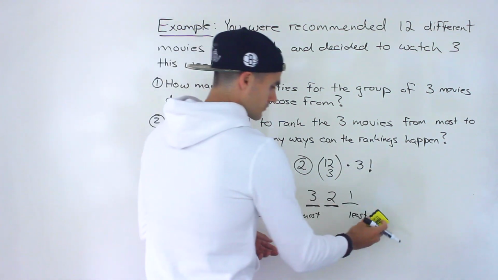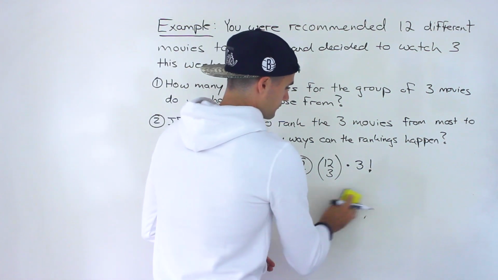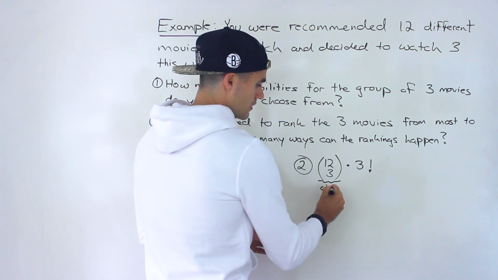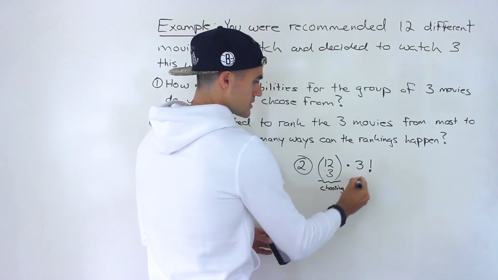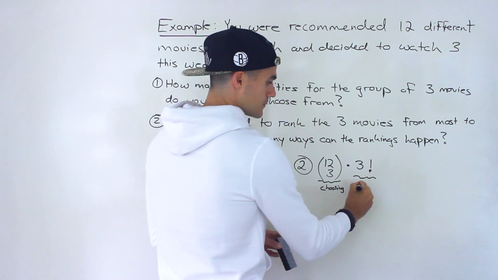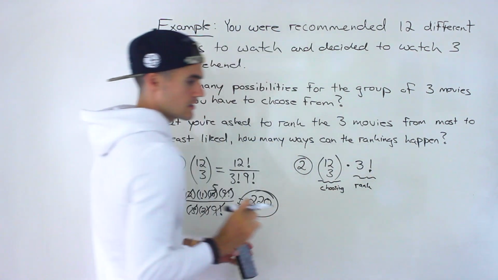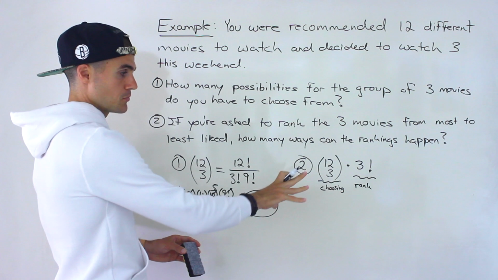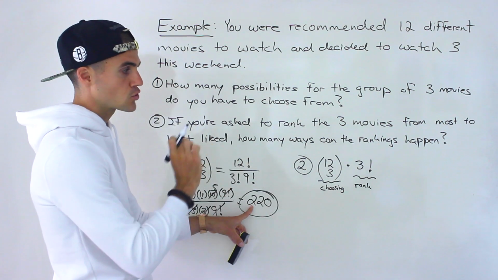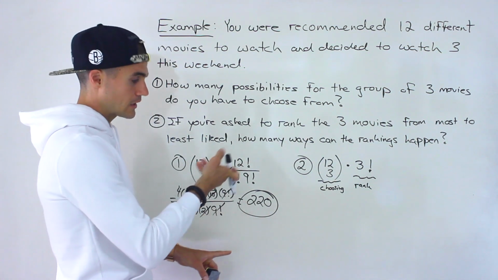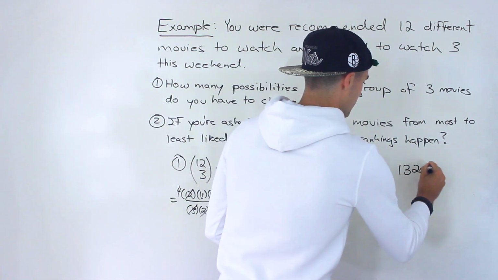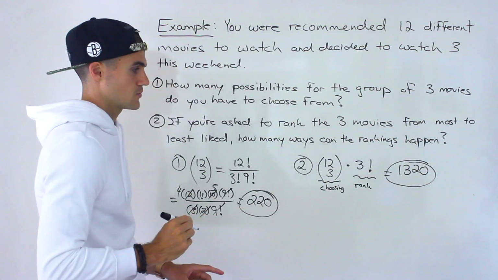So this is choosing the movies, and then once we have the 3 movies chosen, we have to rank them. And so this represents the ranking. When you multiply this, we know 12 choose 3 is 220. 3 factorial is 6. 220 times 6 would give us 1320. So the answer to number 2 is 1320.